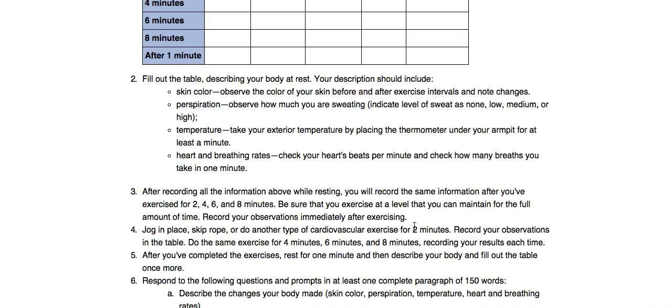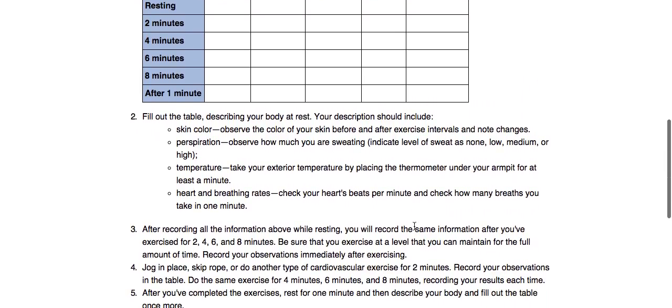It talks about jogging in place, skipping rope, or any other type of cardiovascular exercise. If you do it at a gym, you can do it at a gym. If you want to do push-ups, you can do push-ups. Really, the goal of the exercise is just to increase your heart rate, increase your breathing rate, and all of the other homeostatic mechanisms in your body. So the type of exercise isn't necessarily as important as the result that we want to get.